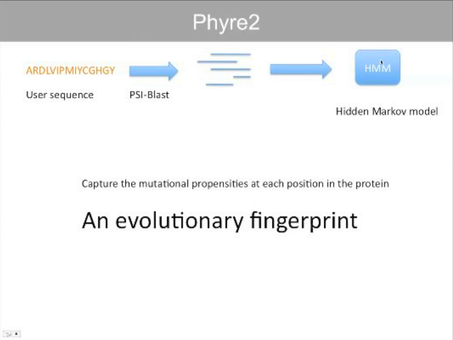This hidden Markov model captures from this alignment of sequences here the patterns of mutation that occur in your protein sequence across evolutionary time, and as such this hidden Markov model acts as a sort of evolutionary fingerprint of the evolutionary history of your protein.